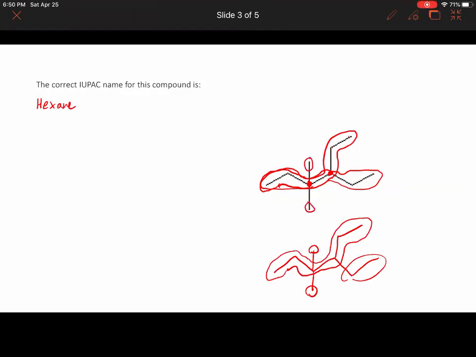So if both ends are equidistant to the first substituent, proceed until the first point of difference. This is two substituents versus 1. So you're going to start from this end. You're going 1, 2, 3, 4, 5, 6. So you have a methyl here, you have a methyl here, and you have an ethyl here. So you have a methyl at the third carbon, another methyl at the third carbon, and an ethyl at the fourth.